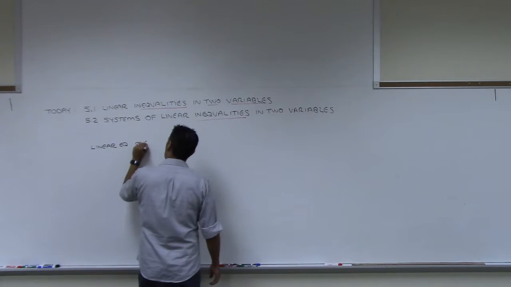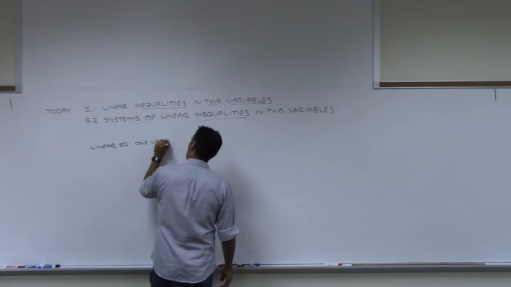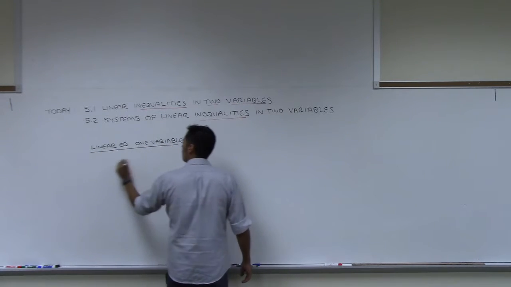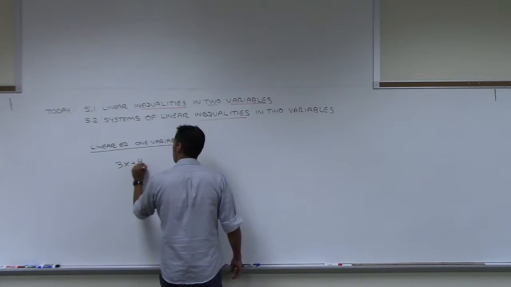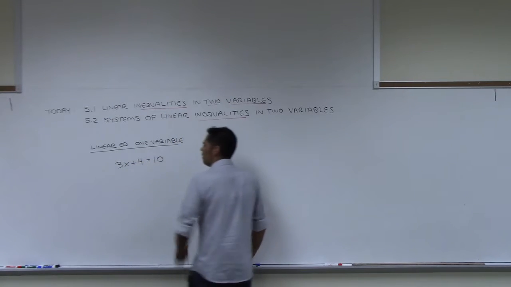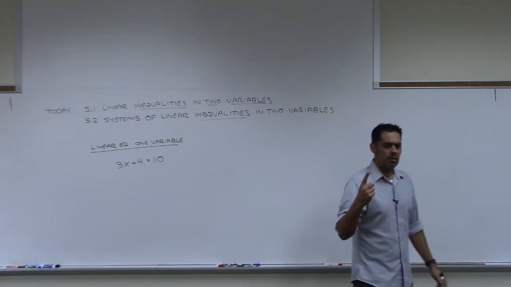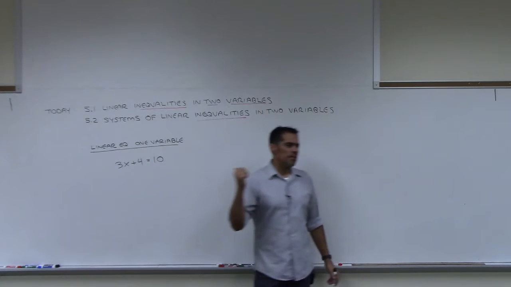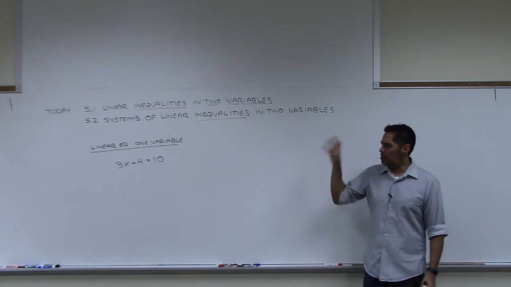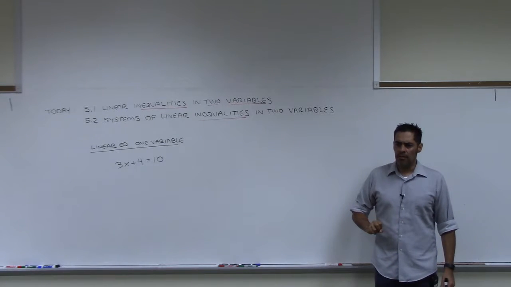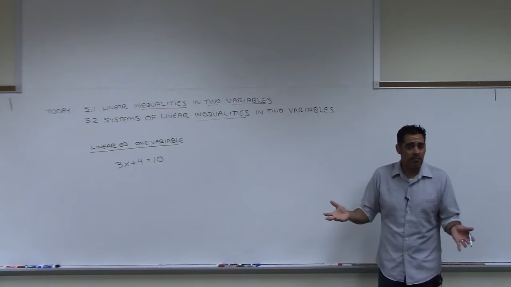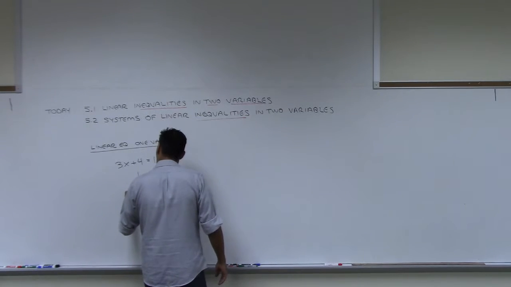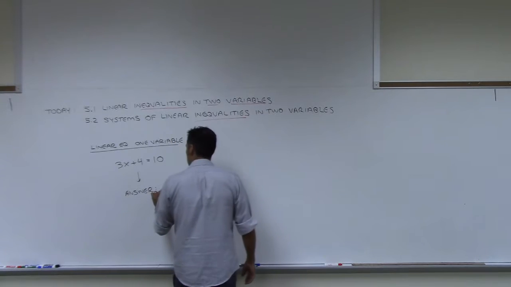with 1 variable is going to look like this. 3x plus 4 equals 10. You have an equation, you have 1 variable. It's linear because it's raised to the first power. And when we solve this, what do we usually get? When you actually solve this, what do you get? Just some number, right? It's just going to give you some number. So your answer to this is a number.